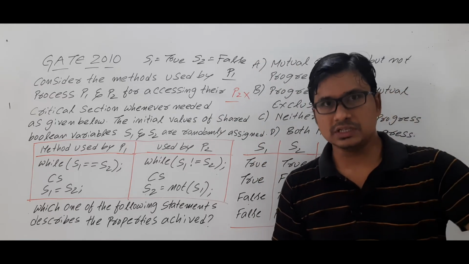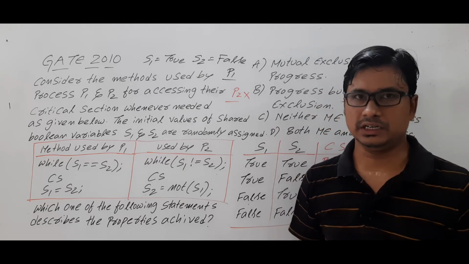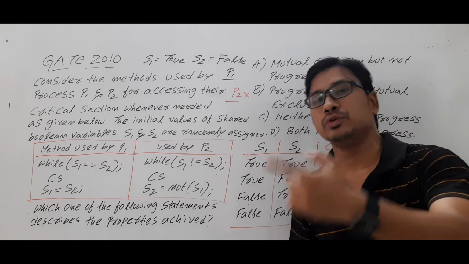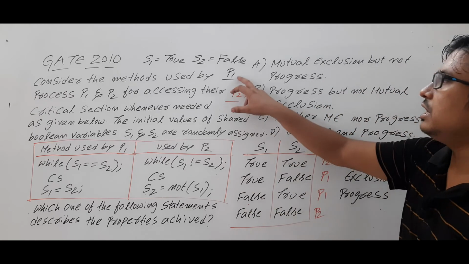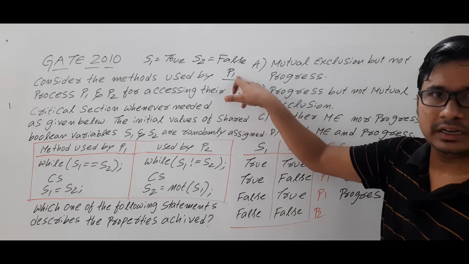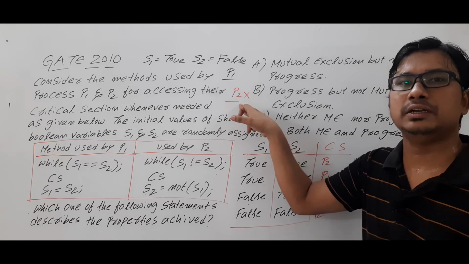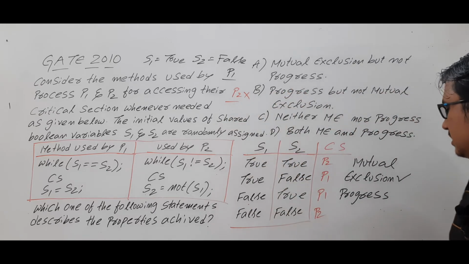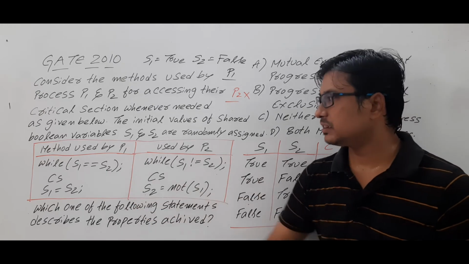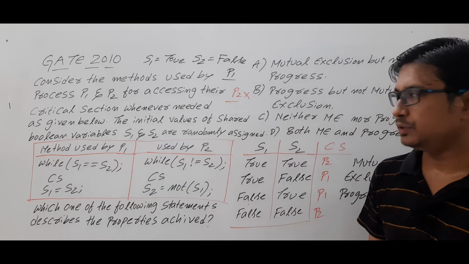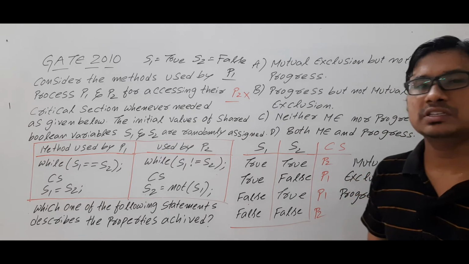If one process is not interested or not ready to enter into the critical section, it should allow another process to enter into the critical section. Am I right or wrong? But in this situation, when process P1 is not ready to enter into the critical section, it is not allowing process P2 to enter. So what I can say is that progress is not achieved by using the methods of P1 and P2. Mutual exclusion is achieved, but progress is not achieved.